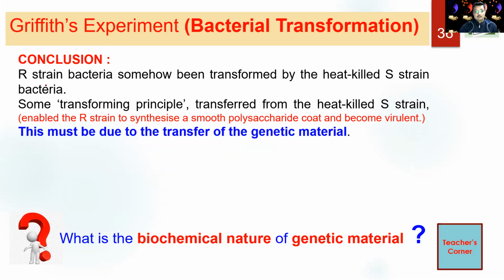So R strain bacteria were somehow transformed by heat killed S strain bacteria. Some transforming principle transferred from heat killed S strain enabled the R strain to synthesize a smooth polysaccharide coat and become virulent. So this must be due to transfer of genetic material. But this also did not clear what was the nature of genetic material. This was the basic understanding of Griffith's experiment.